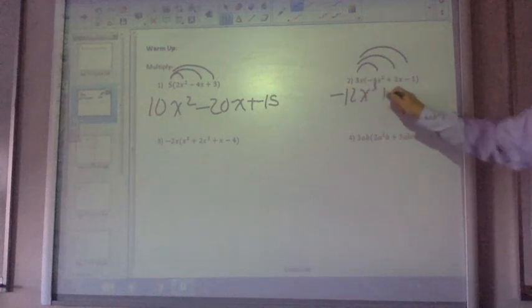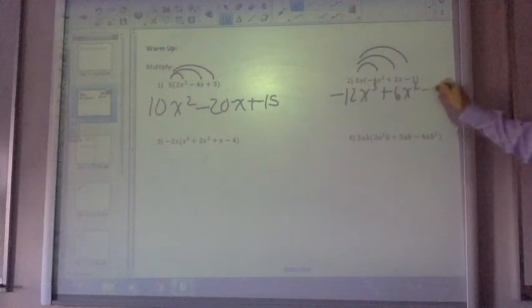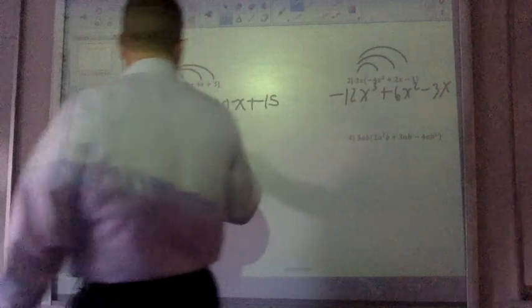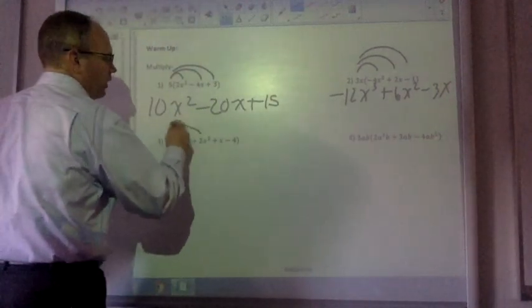And then plus 6x squared minus 3x. Okay, so this is stuff we've been working on. This is so last couple of weeks. Next one, we're going to distribute the negative 2x over the parentheses.